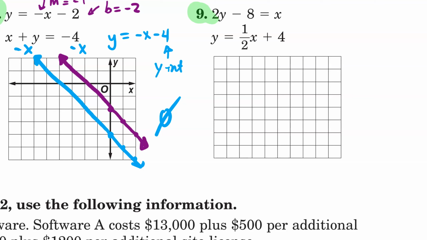Okay. So I'd like to get this in slope-intercept form. So I have 2y equals 8 plus x. I would like to get y by itself, so I divide every term by 2.